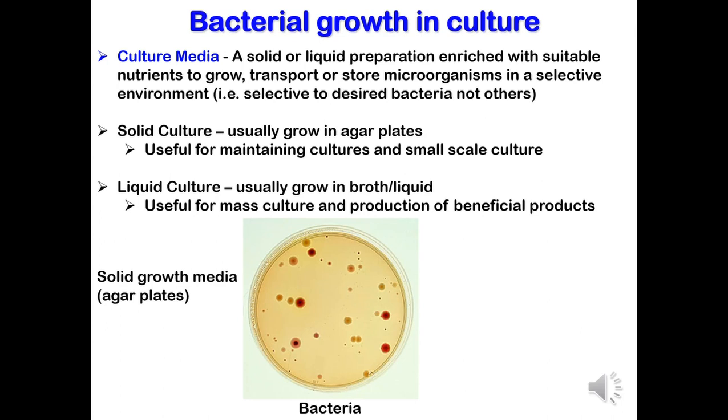So liquid culture in broths, on the other hand, is useful for mass large-scale culture of bacteria. For example, as we talked about in the last lecture, recombinant bacteria. So liquid broths can be used for the mass culture of recombinant bacteria, for example, bacteria that produce medically important proteins, for example, insulin. Okay, and this is a good way to get a large amount of product.